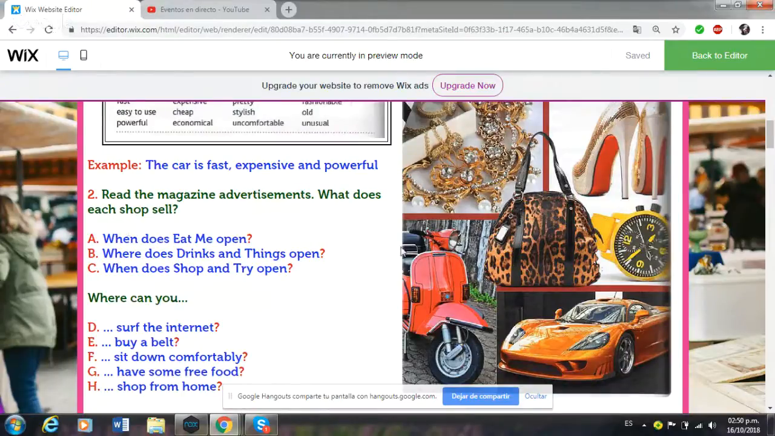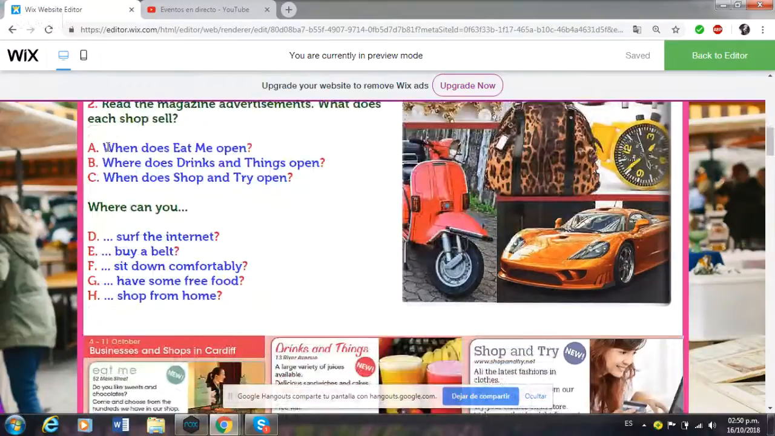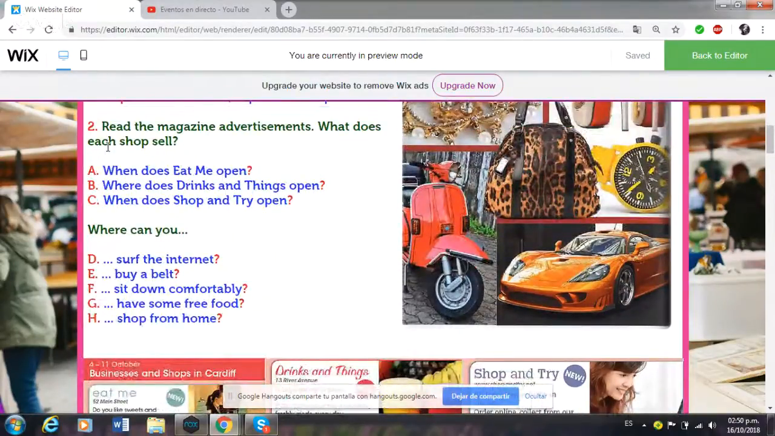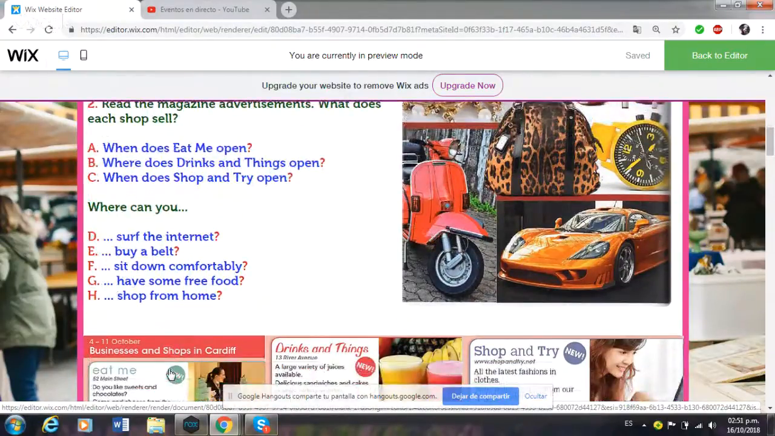And now the second part. Here you need to read the magazine advertisements. Give me a second, please. Okay. As you can see, there are three advertisements here. Firstly, you are going to read each one of these advertisements. And then here there is a question: what does each shop sell?